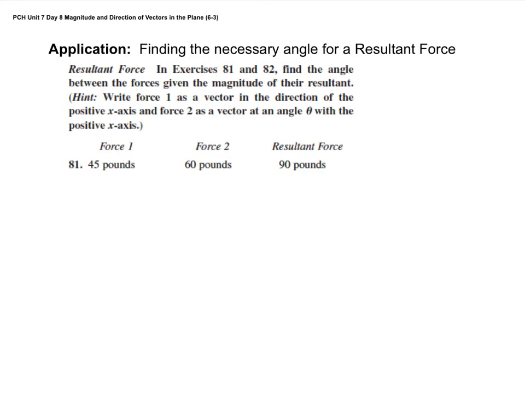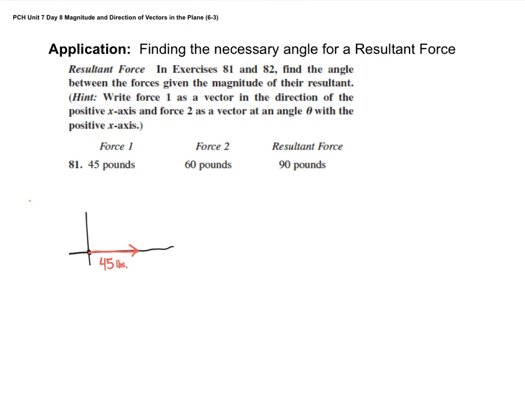Alright, finally we have a resultant force that we're trying to get, and we need to figure out the angle that we need to pull with the second force in order to get the resulting force that we want. Alright, so this one takes a little bit of thought here, but stay with me and we can figure this out. Alright, so here's the case. We have force 1. It doesn't give us a direction for that one, so I'm just going to put that on the x-axis. Alright, and that's 45 pounds of force.